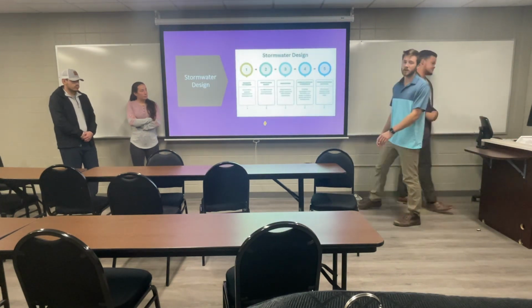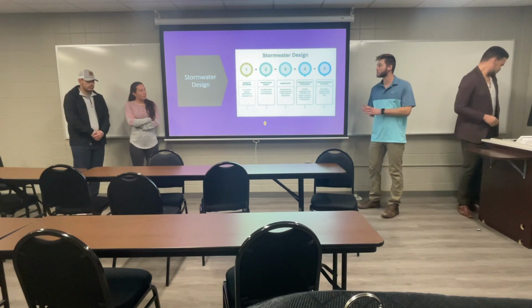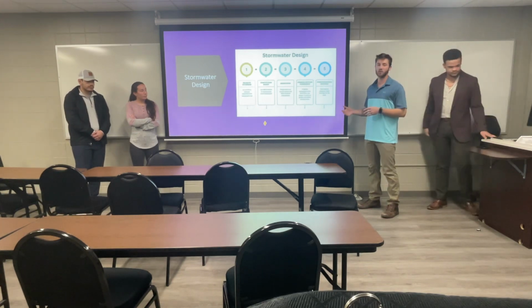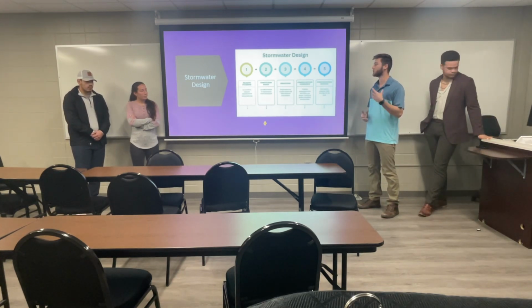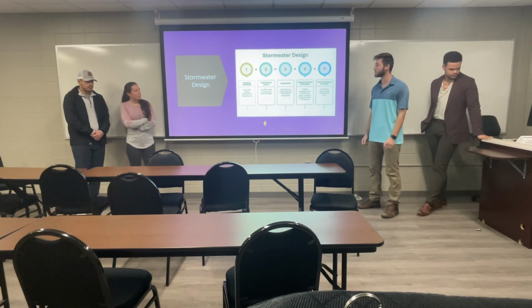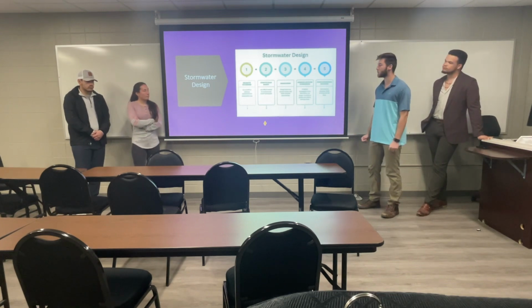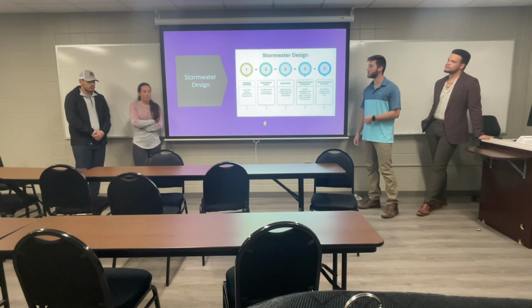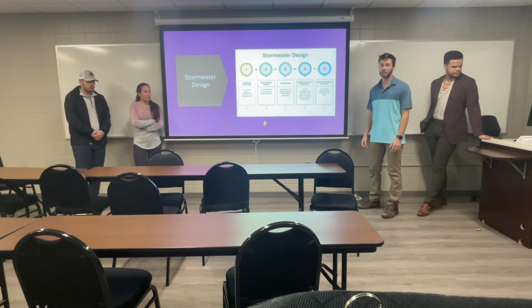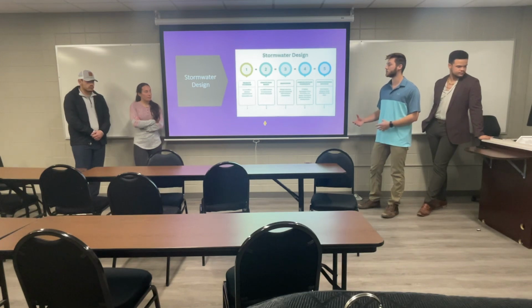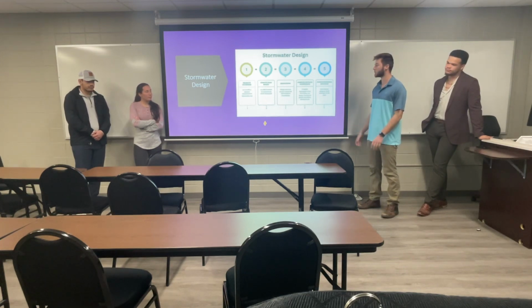So the next aspect to our design project is the stormwater design. Right here is a flow chart of how you go about designing the stormwater aspect. The first thing is to delineate the watershed. We did this using ArcGIS. We were able to download a topographic map, and then it allows you to delineate the watershed using the program.